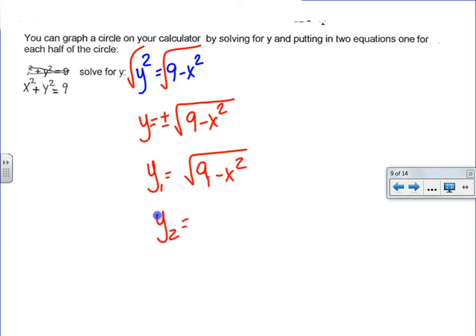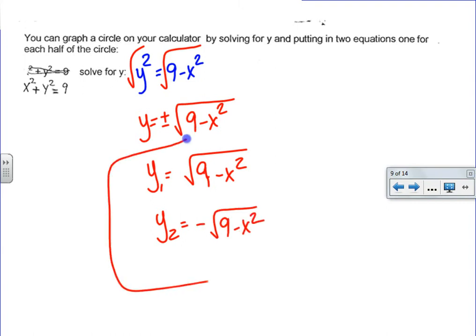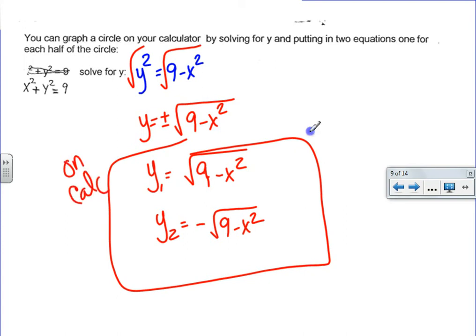So on my calculator in y1, I would type the square root of 9 minus x squared, and in y2, I would graph the negative square root of 9 minus x squared. So this is going on my calculator. And in the standard window, you would see that it would graph one arc and then another arc, and it would graph a circle for you.